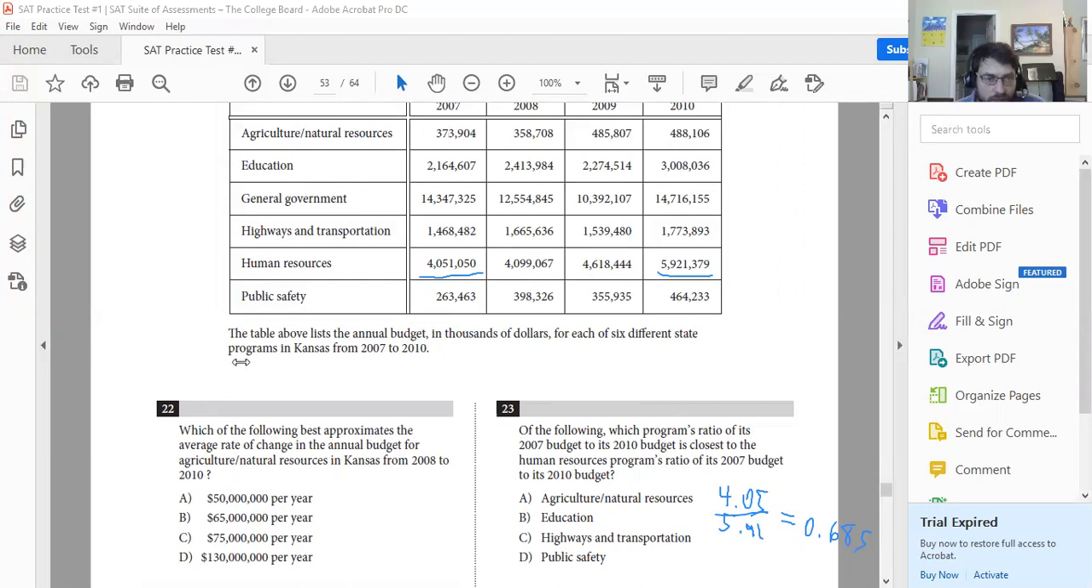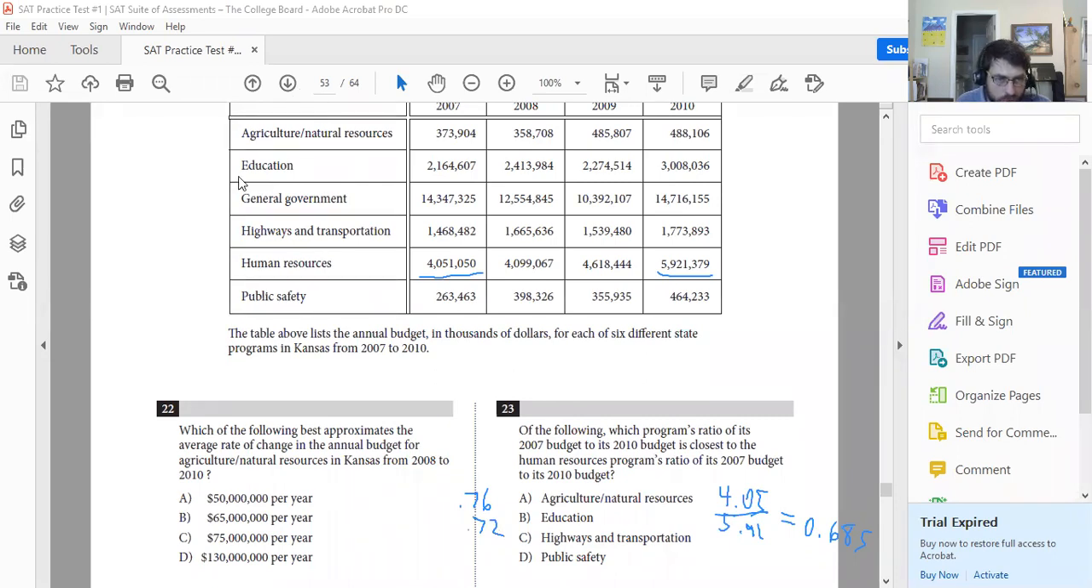So 373 divided by 488, the first one. Agriculture gives a 0.76 ratio. It's a little off, not terribly off, but probably not the right answer. Education, 2.16 divided by, I'll just say 3.72 let's go get that. 0.72, getting closer.